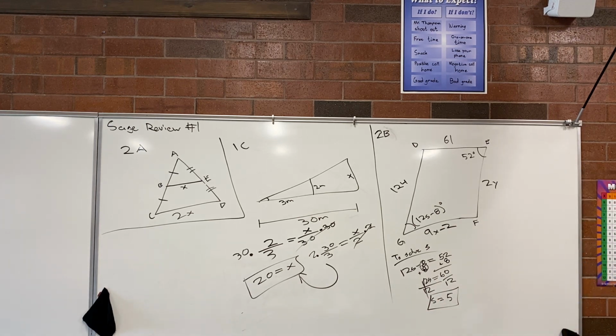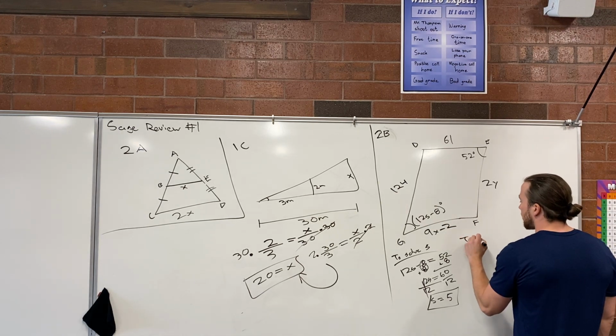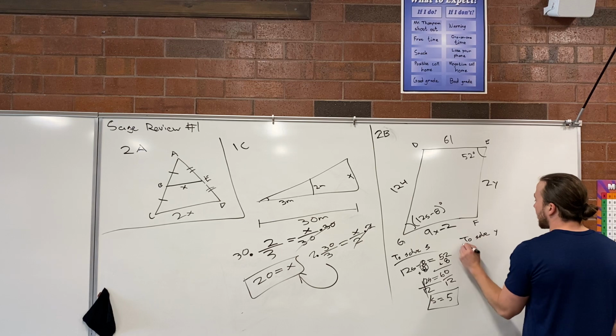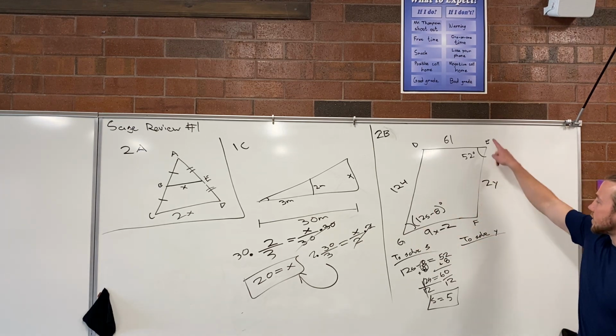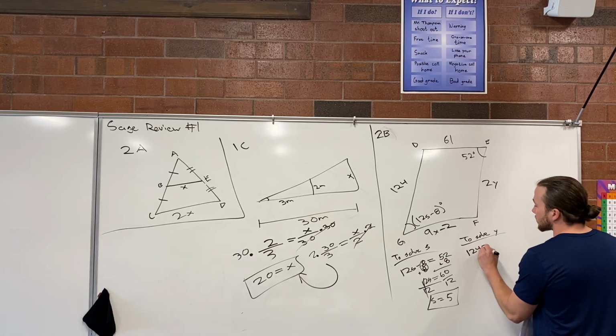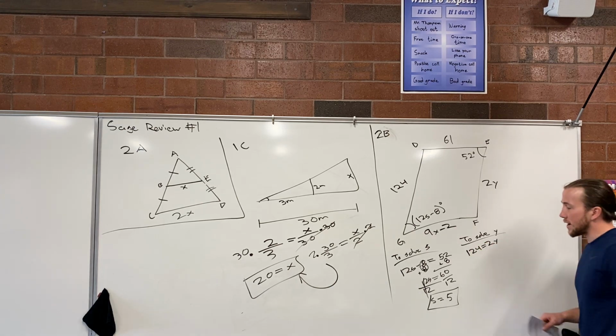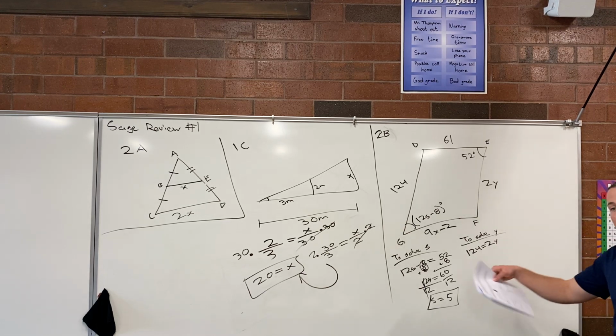Perfect. Okay, now we're going to do the same exact thing to solve y. This is a parallelogram, so that means that this long side is going to be equal to this long side. This one's pretty easy. 124 equals 2y. Okay, so 124 equals 2y. I want y by itself, so what am I going to do?